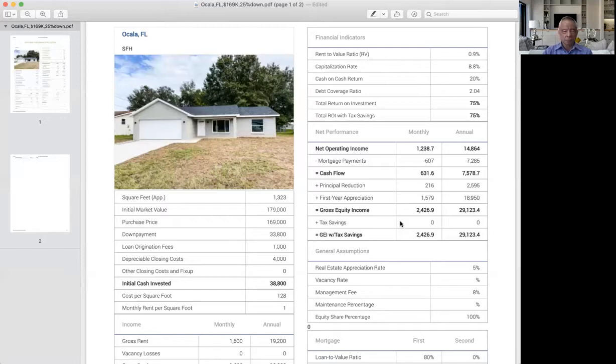All right, so again, this property is a 3-bedroom, 2-bath, approximately 1,300 square foot, and the listed price for our investors is $169,000, but the market value, the appraised value of this property is $175,000. So basically, when you reserve this lot, you have a walk-in equity, if you will, for about $10,000.